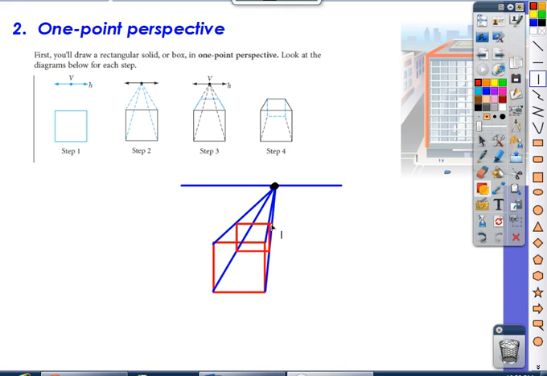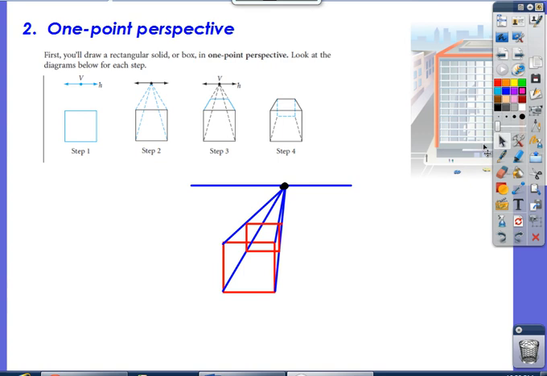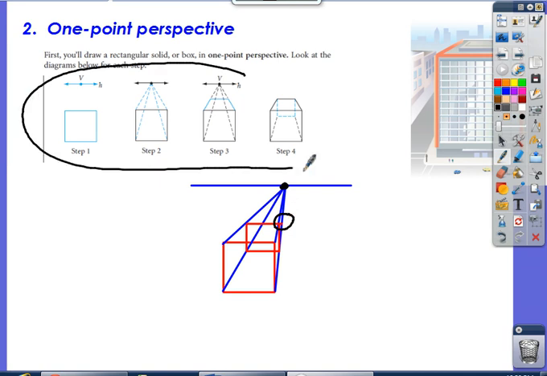You see it gets a little complicated and a little messy when I make this line over here. When I make this line over here kind of close to the other line, it kind of gets messy. But you can see the directions are up here as well on how to do it.